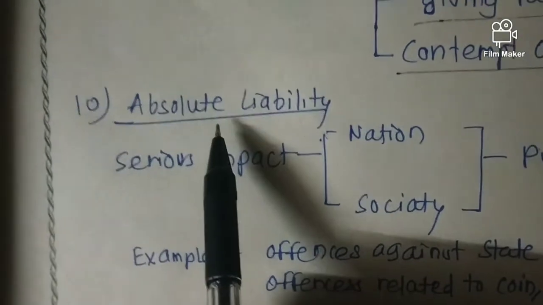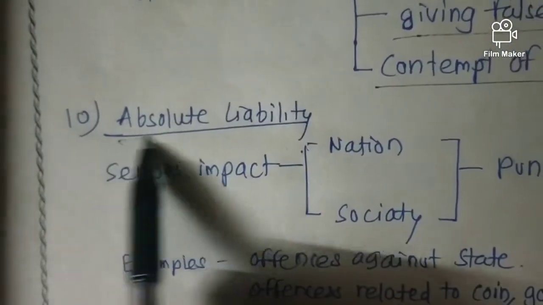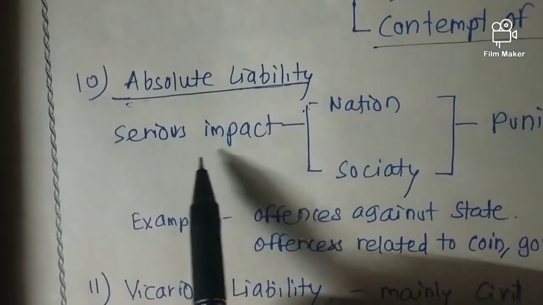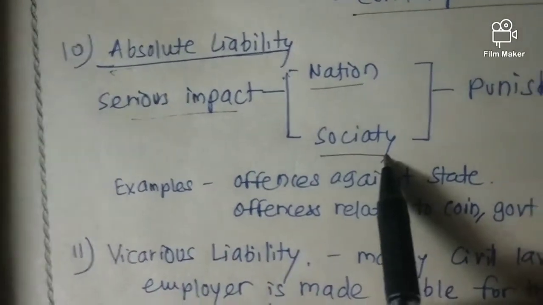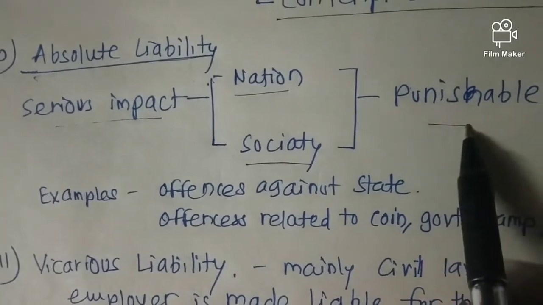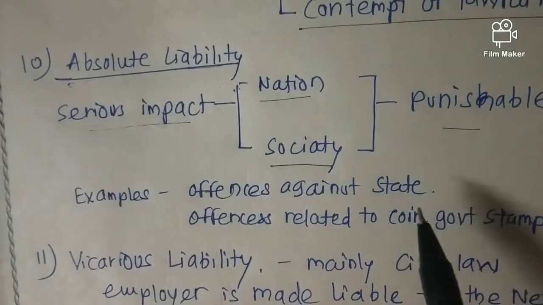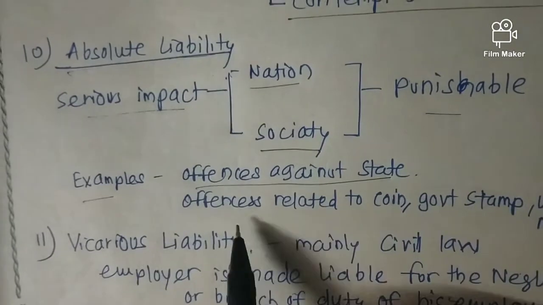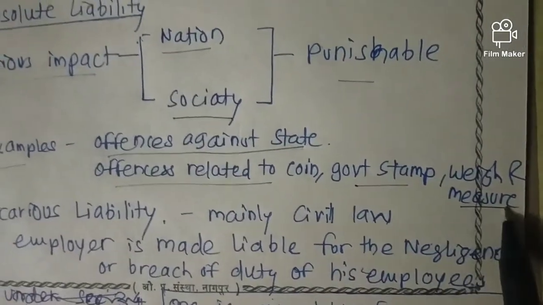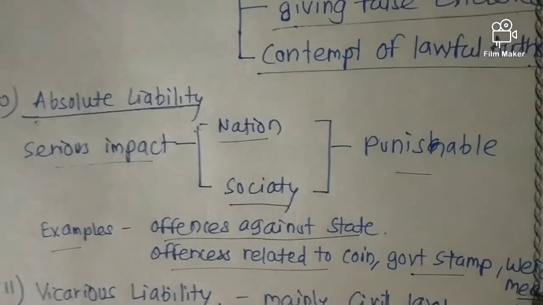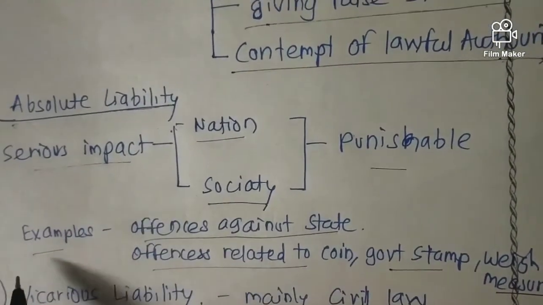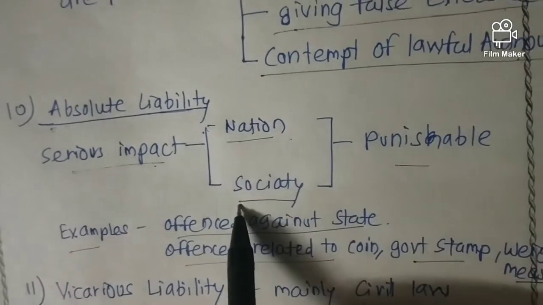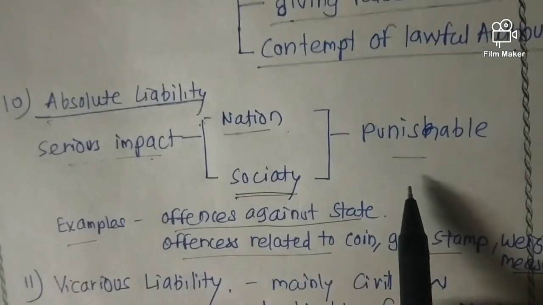Friends, another most important feature of the Indian Penal Code is absolute liability. Certain offences which have a serious impact on the nation and society are punishable under the idea of absolute liability. What are the examples? Offences against the state, and offences related to coin, government stamps, weights and measures. So absolute liability is an important feature of the Indian Penal Code, where offences that have a serious impact on the nation as well as society are punishable.